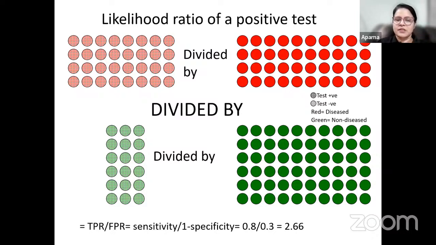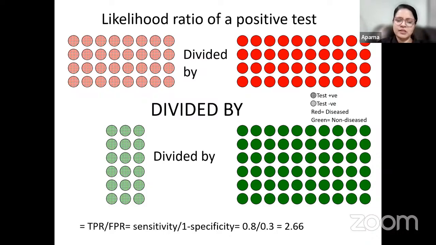We already discussed sensitivity is the number of babies who are testing positive among the total number of diseased individuals. And this is to be divided by 1 minus specificity, which is the false positivity rate. So in other words, the likelihood ratio of a positive test is given by the formula true positivity rate divided by false positivity rate. True positivity rate is the same as sensitivity and false positivity rate is 1 minus specificity. So in this example, sensitivity was 0.8. We saw that specificity is 0.7. Hence, 1 minus specificity is 0.3. 0.8 divided by 0.3 is 2.66.